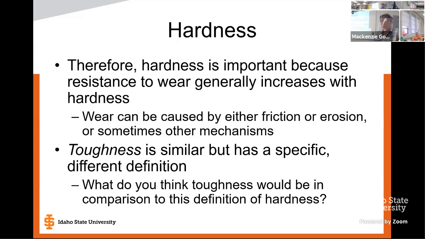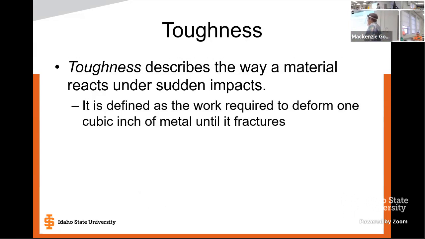Sudden impacts, okay? So if you have some sort of sudden mechanism, some sudden force that comes and hits that metal, toughness is going to be our resistance to that mechanism, okay? It's defined as the work required to deform 1 cubic inch of metal until it fractures. So Joe, when you were thinking along the way of this including fracture and hardness not, that was correct, right? Hardness, we're talking about, we're resisting elastic deformation.